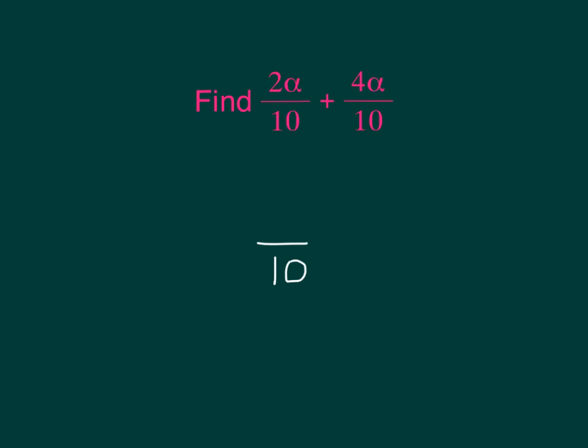Because if you think of multiplication as groups of, this is 2 groups of some number and 4 groups of that same number, I now have 6 groups of whatever that number is. Okay, and now I just simplify. I can divide both those by 2, and that would give me 3/5. So I'm looking at 3A over 5 as my answer.